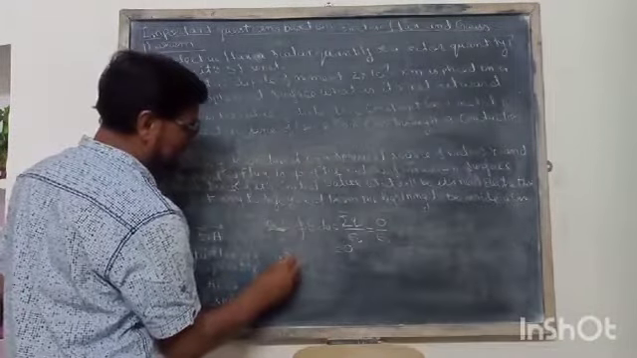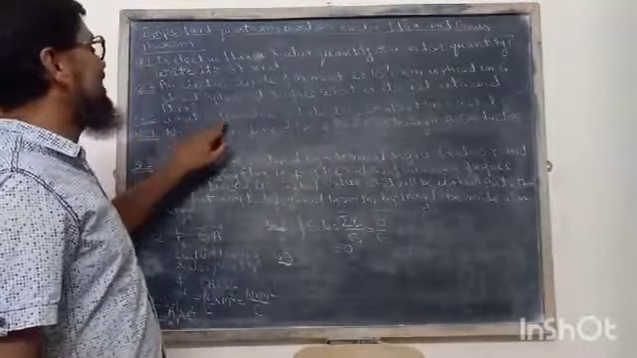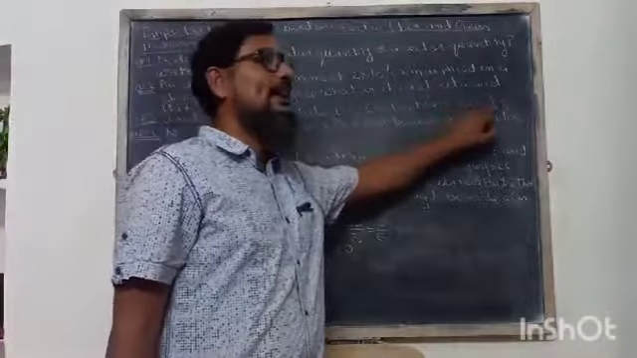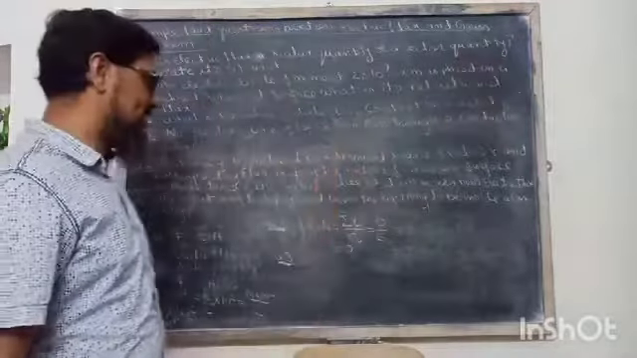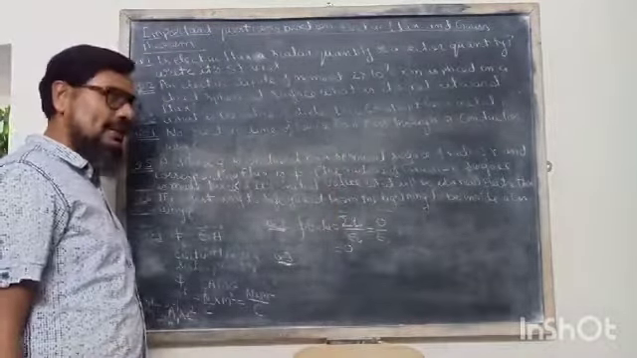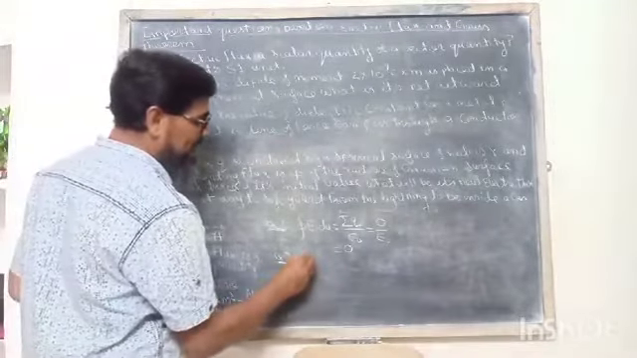Now we shall discuss the answer of question number 3. What is the value of the dielectric constant for a metal? It is an informative question, and it has a fixed value, which is infinite.